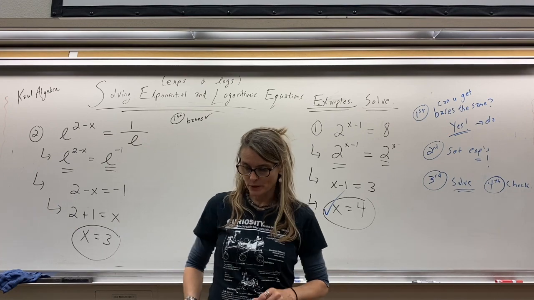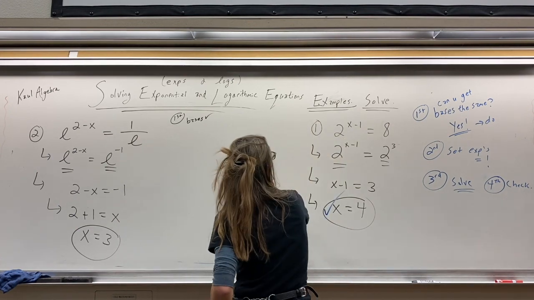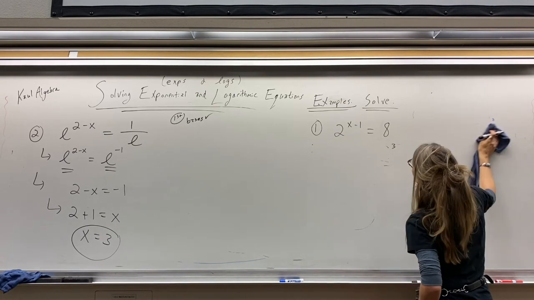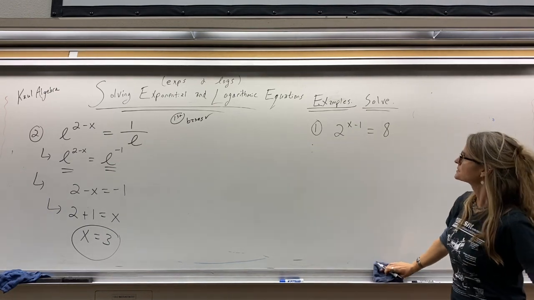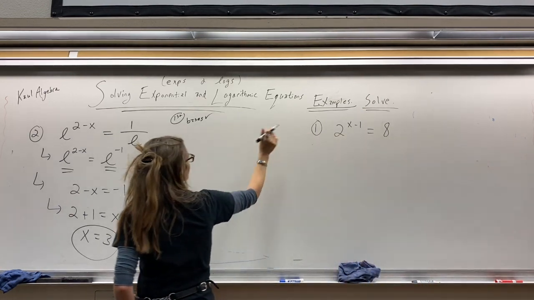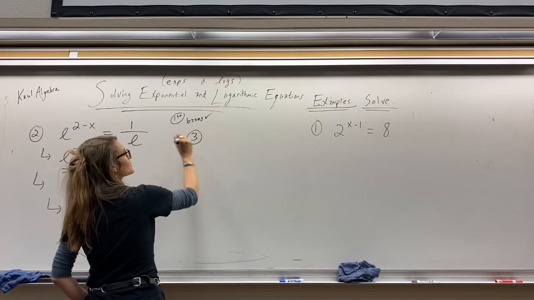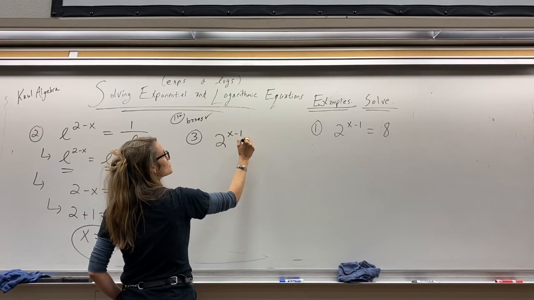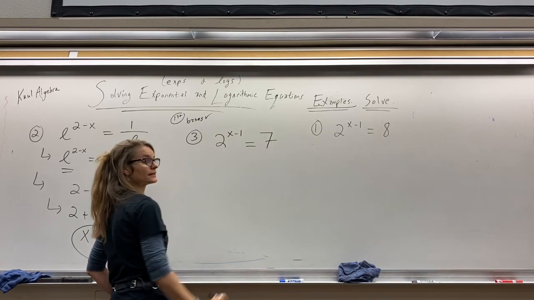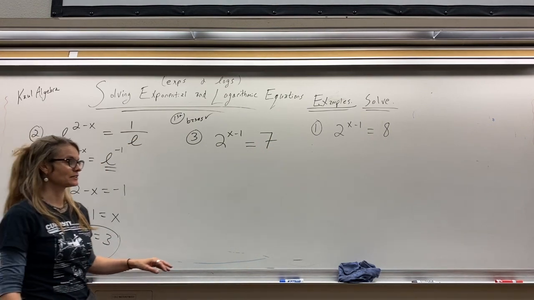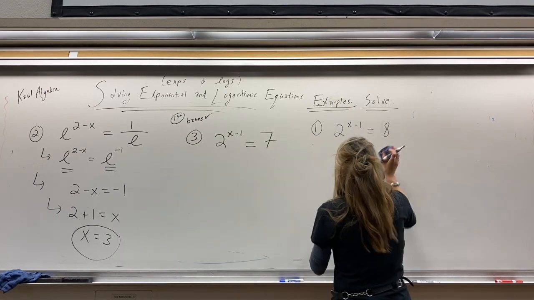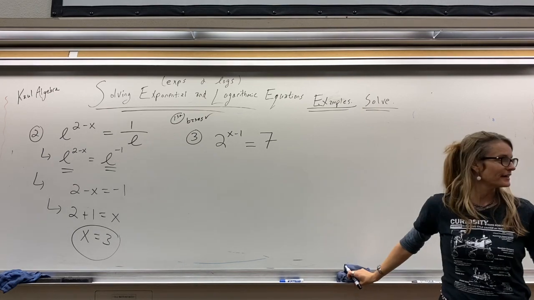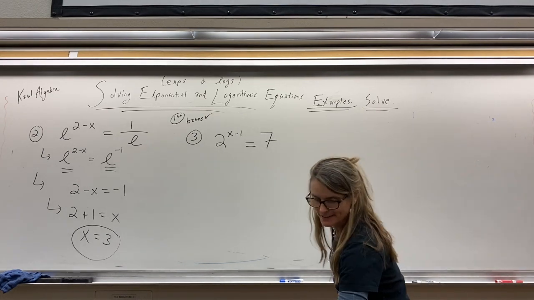Now let's go into the case where you don't have that ability to get the bases the same. So, number 3, I'm leaving that up on the board for a second. We're going to do a little variation. Now what we want to do is solve 2 to the x minus 1 equals 7. So you can see the challenge here. The challenge is that we have a 7 to use, and I don't think I have brought my calculator.